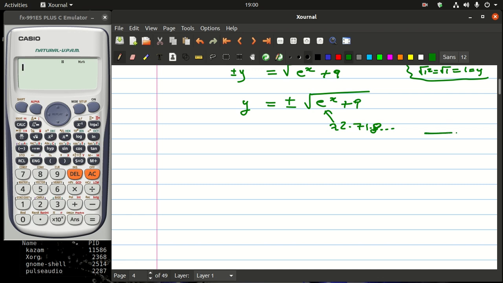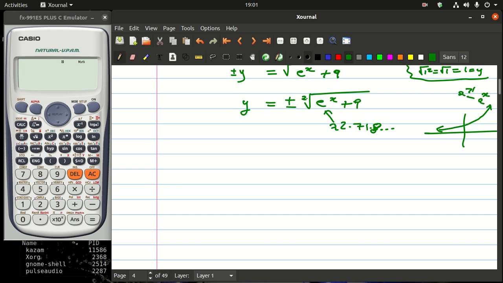Whenever I have an exponential where this number is bigger than 1, I know that I'm going to get a curve like that. So this is a to the power x, where a is greater than 1. So in this particular case, this exponential function is always going to be greater than 0. And if I take a number that is greater than 0 plus 9, I'm always going to get a number bigger than 0.